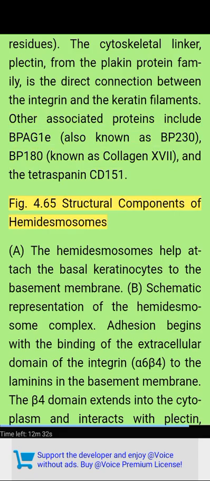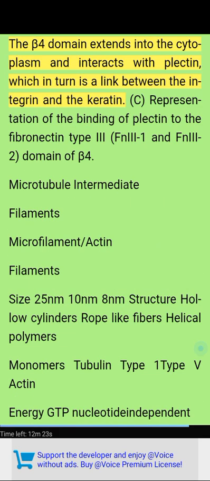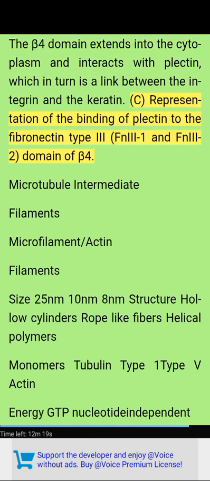Figure 4.65: Structural components of hemidesmosomes. A. The hemidesmosomes help attach the basal keratinocytes to the basement membrane. B. Schematic representation of the hemidesmosome complex. Adhesion begins with the binding of the extracellular domain of the integrin alpha-6 beta-4 to the laminins in the basement membrane. The beta-4 domain extends into the cytoplasm and interacts with plectin, which in turn is a link between the integrin and the keratin. C. Representation of the binding of plectin to the fibronectin type 3 FNIII1 and FNIII2 domains of beta-4.